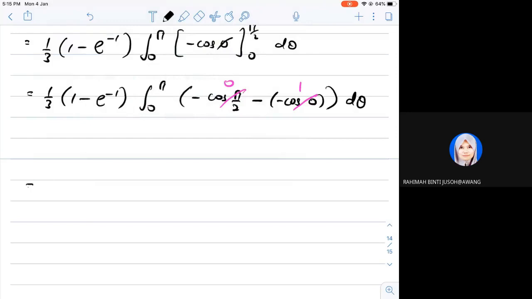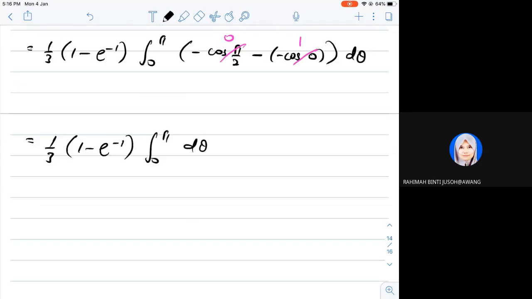Ini complicated kira ni. 1 over 3, 1 minus exponent negative 1. 0 until pi. d theta je lah. So last kali you all akan dapat pi kan. So pi over 3, 1 minus exponent negative 1. That's it. That's the answer. Okay.